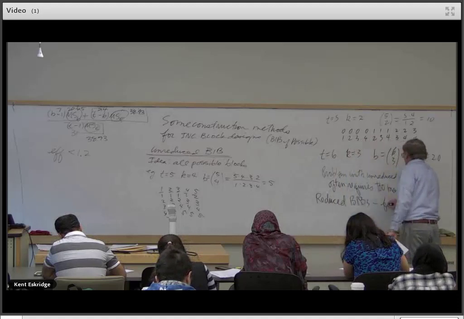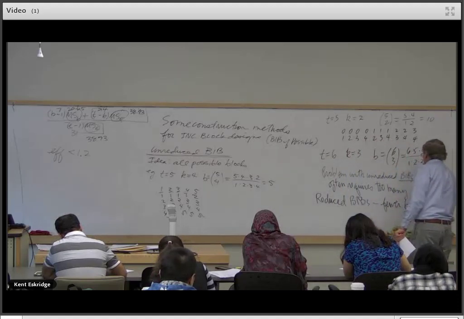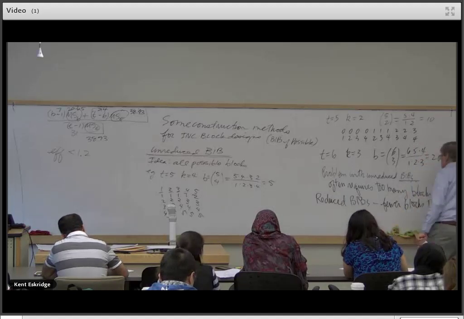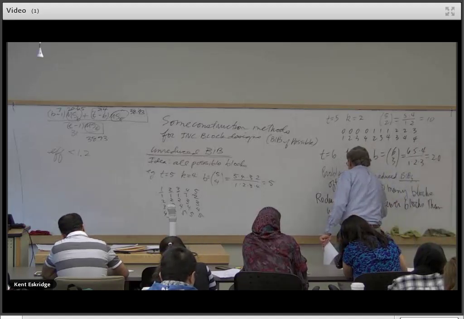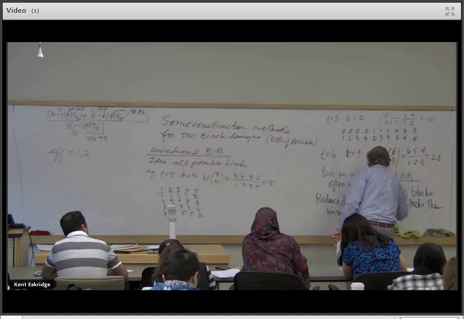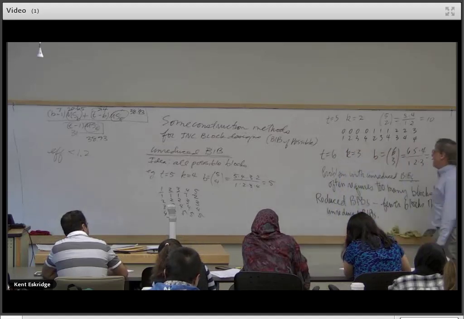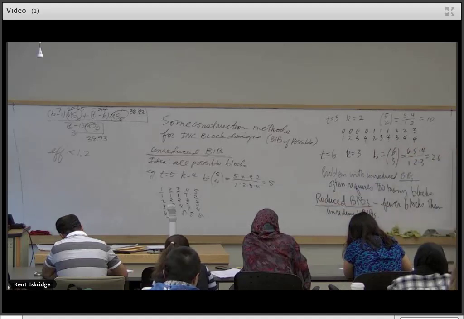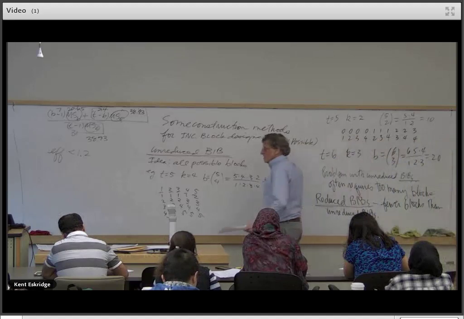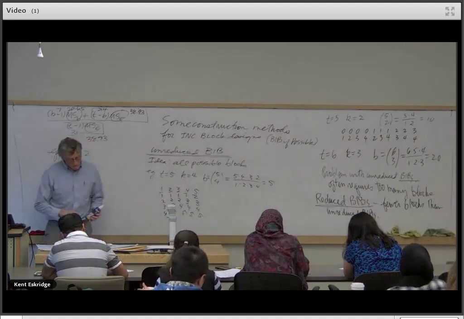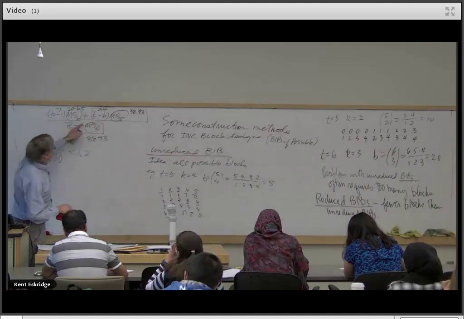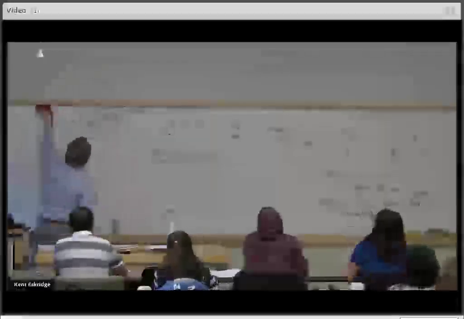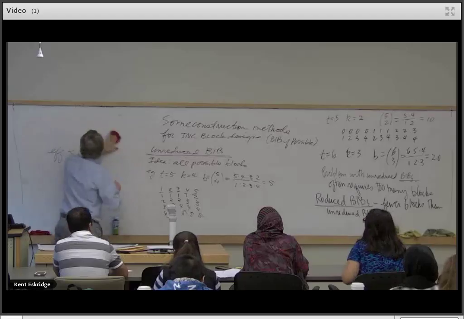They have fewer blocks than unreduced BIDs. Okay. So reduced BIDs, they have fewer blocks. Okay, so let me give you an example. And it illustrates a construction method. Let's take 6 treatments again.